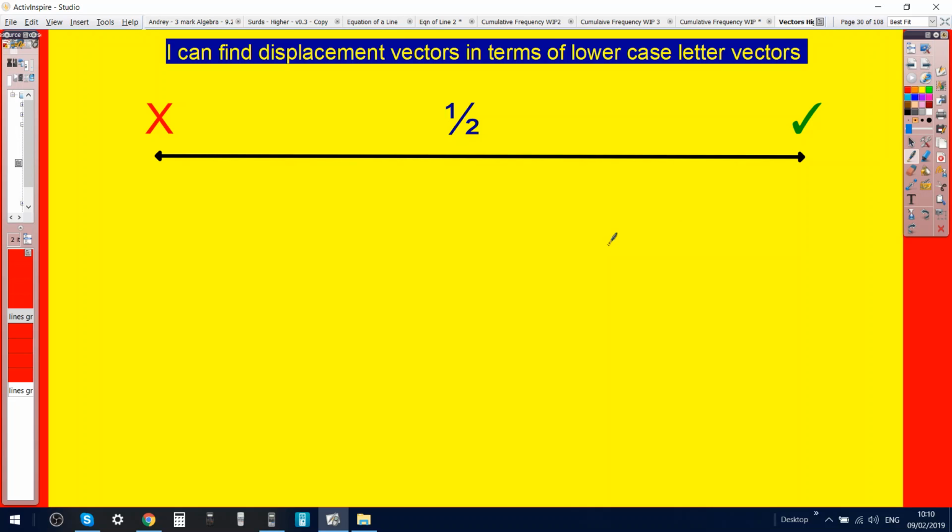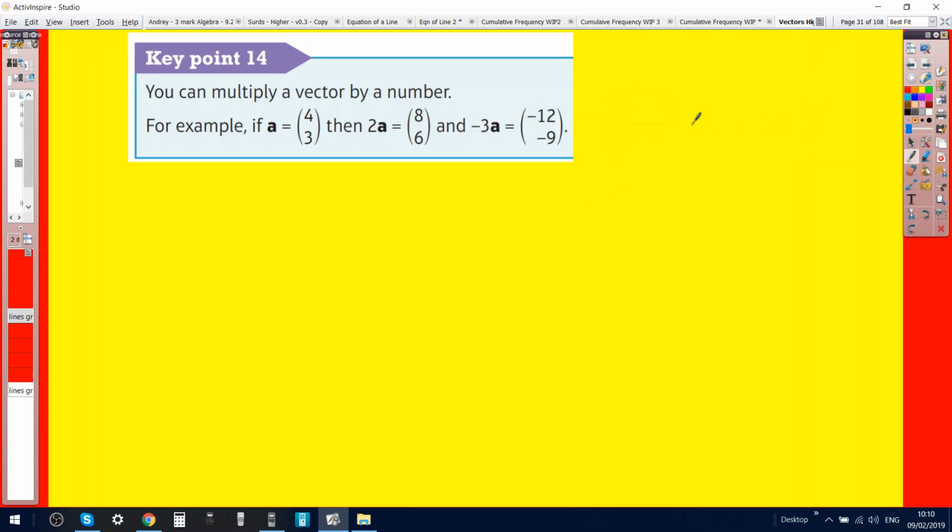Okay, I can find displacement vectors in terms of lowercase letter vectors. Yeah, those are all exam questions anyway. That's what they look like. If A is 4 right, 3 up, then 2A is 8 right and 6 up. Minus 3A, you just times them both by minus 3. 2A, you just times them both by 2.